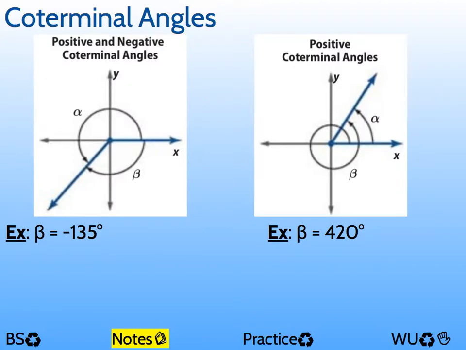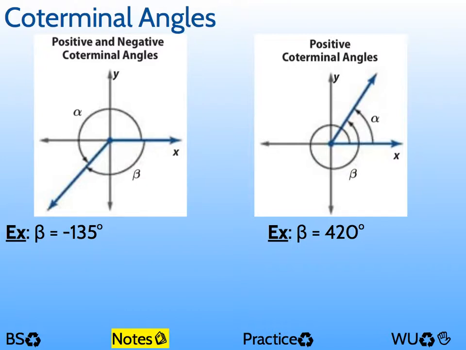The angles we found in the brain starter are called coterminal angles, and essentially it means that it terminates in a ray at the same point. So, with this you have negative 135 degrees and 420 degrees. Pause the video so that you can solve these problems on your own. I'm going to give you the answers in 3, 2, 1.